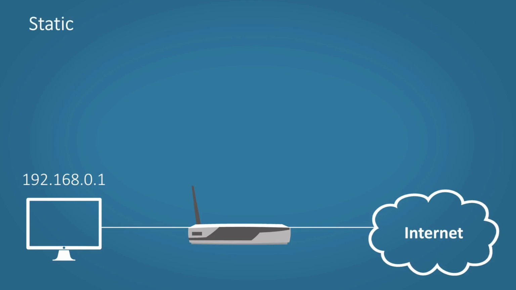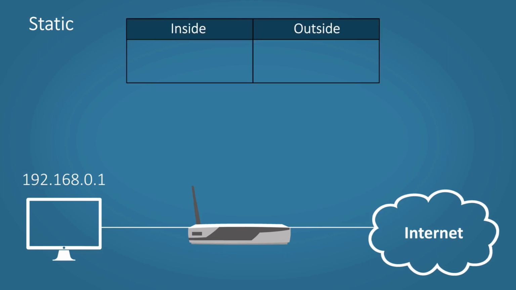Lastly, we take a look at static NAT. Static NAT requires you to manually type in the entries to the NAT table. You tell the router which private address and port number translate to which public address and port number. Once this is done, it works just like the other two versions.